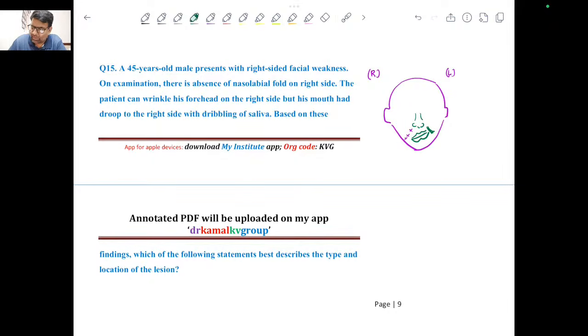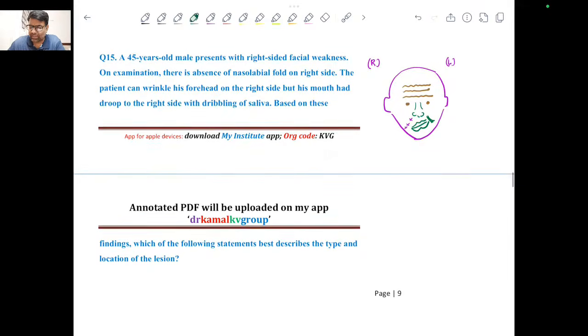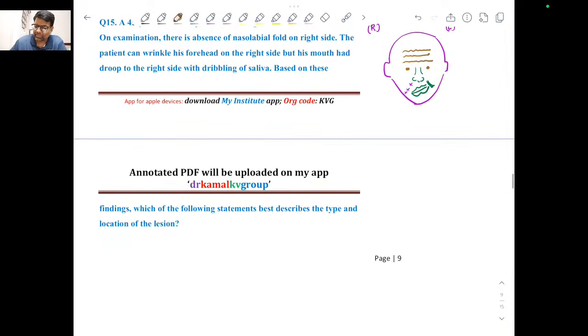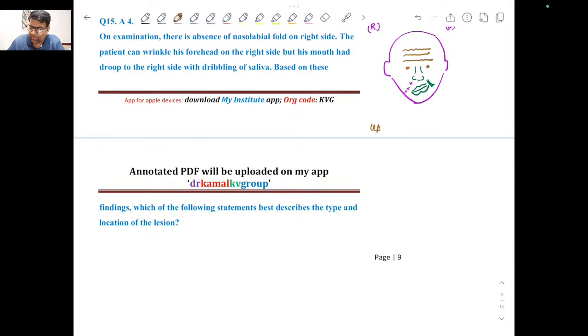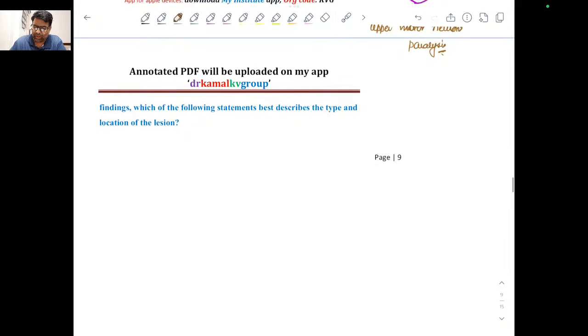But what is happening? The patient can wrinkle the forehead on both the sides. So here are the eyes like this. So what is happening here? Absence of nasolabial folds, angle of mouth drooping to the right side, but the forehead is absolutely normal. So this suggests which type of paralysis? This is a classical case of upper motor neuron type of palsy. Now why is this upper motor neuron?